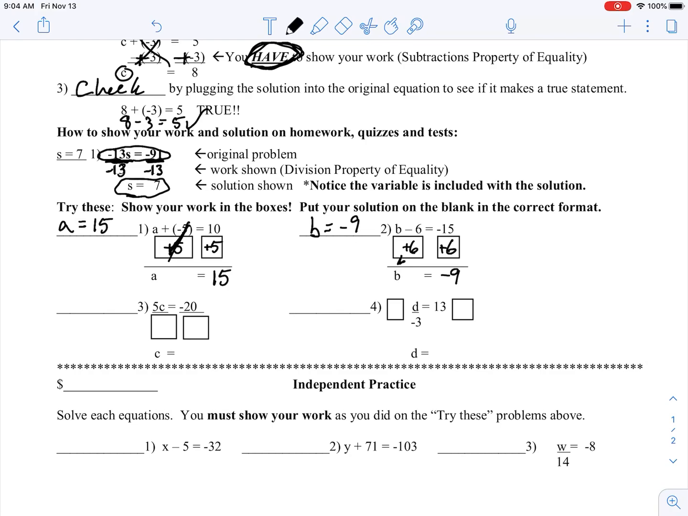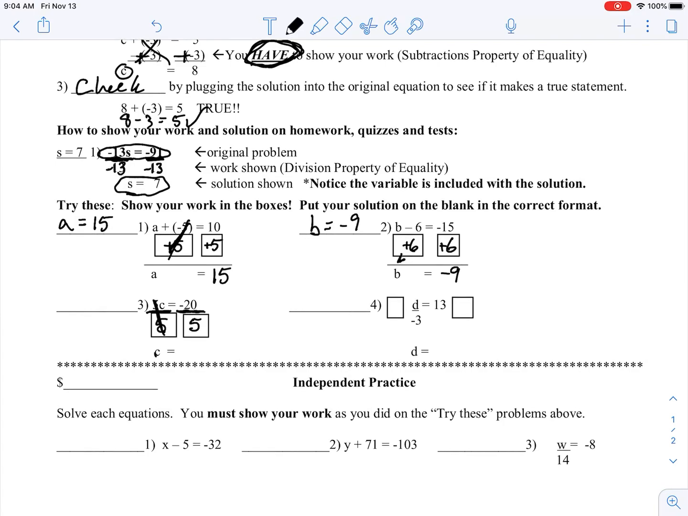So for number 3, I've got 5 times c gives me negative 20. So how am I going to take care of that one? Well, since multiplying is happening here, I need to do the opposite operation of multiply. So I'm going to divide by 5. What I do to one side, I must do to the other. So I'm going to divide this side by 5. 5 divided by 5 gets us our 1c, like we want. And negative 20 divided by 5, well, negative divided by a positive is negative, and 20 divided by 5 is 4. So our solution here is c equals negative 4.